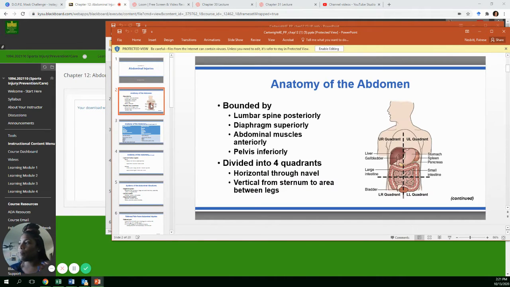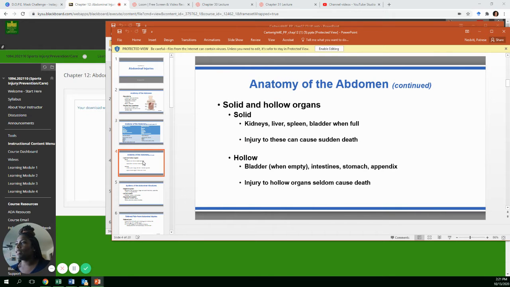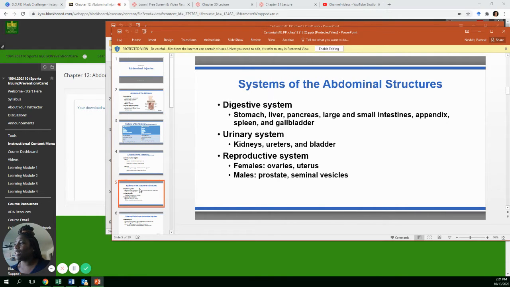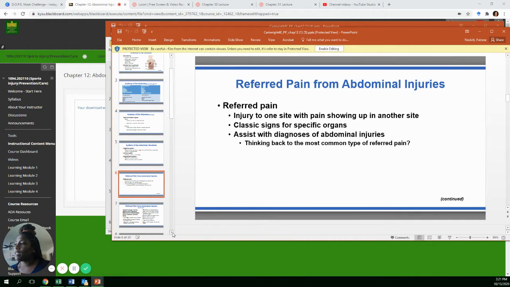Okay. You need to memorize the quadrants. Okay. What's in the quadrant? You need to know as far as the section of the body. That's important. And that is also listed in your PowerPoint. There might be a quiz on it. It definitely is going to be included in your test, okay? You need to know the difference between solid and hollow organs, okay? You need to know about referred pain, okay?